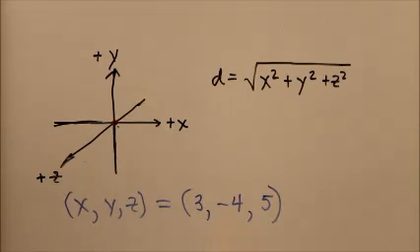x equals 3, y equals -4, z equals 5. These values look a lot like the ones in the previous problem, except they're all negatives of those values. What is the distance of this point from the origin?